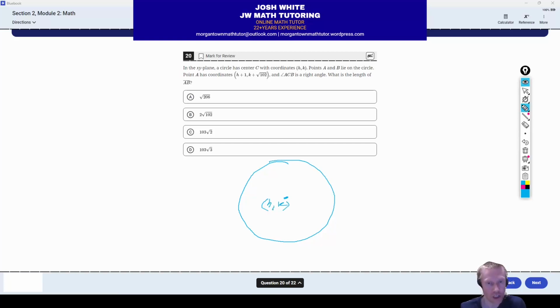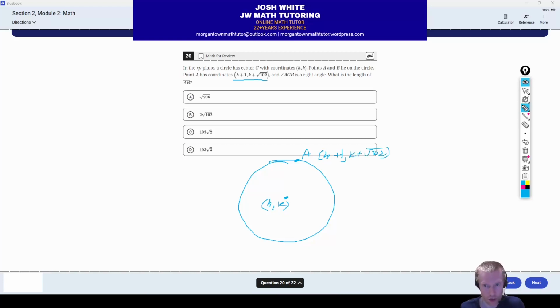Its center is at (h, k). Then they tell us about 2 points, point A and point B. They both lie on the circle. They give us some coordinates for point A. So point A has coordinates of (h plus 1, k plus root 102). What that means is A is 1 unit to the right of the center of the circle. So if I go 1 unit to the right, and then I go up by square root of 102 units, this will get me to point A up here.